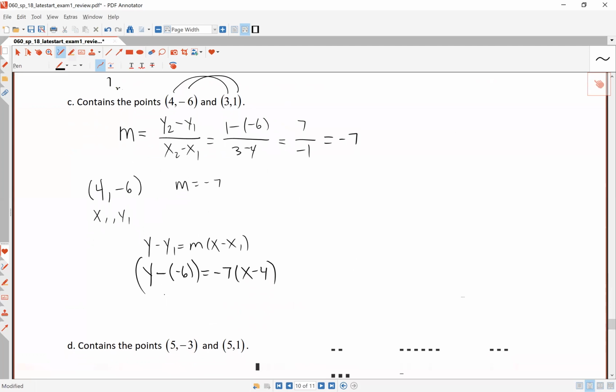So y minus -6 is y plus 6, and -7 times x, and -7 times -4 is 28. All we do is subtract 6 from both sides now, and we get -7x plus 22.